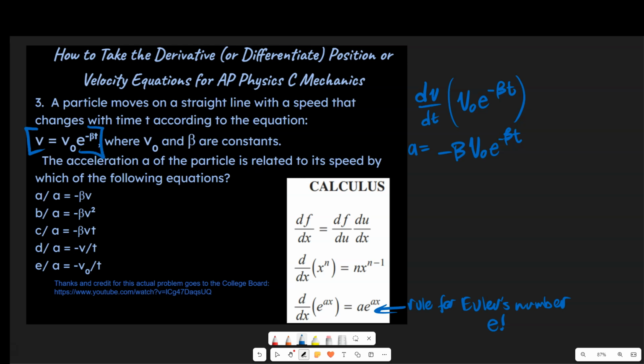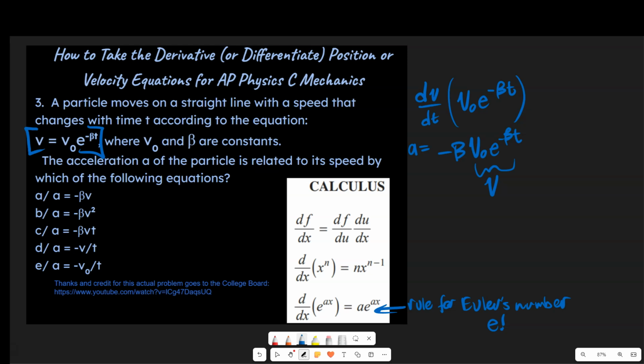Okay, well, this is a really important skill that's going to carry throughout the year of AP Physics C Mechanics. I want you to notice something. They have defined something for us. What have they defined? Well, that v naught times e to the negative beta t power, this whole thing, is equal to v. We've already said that's equal to v.